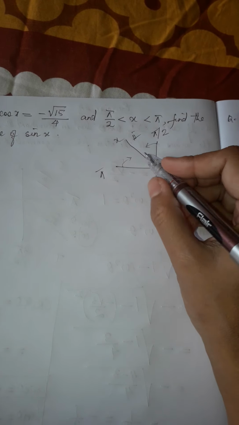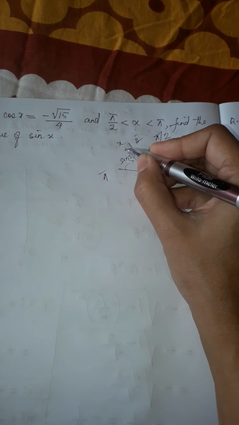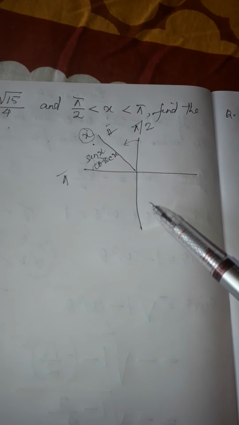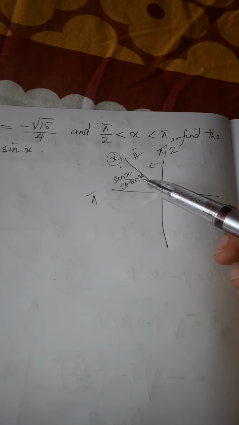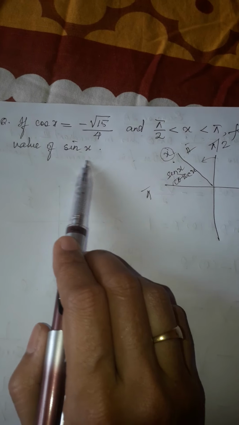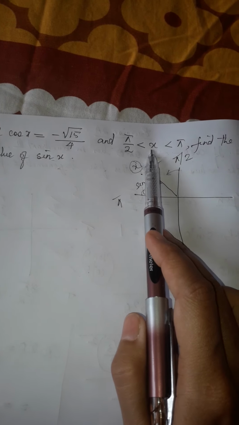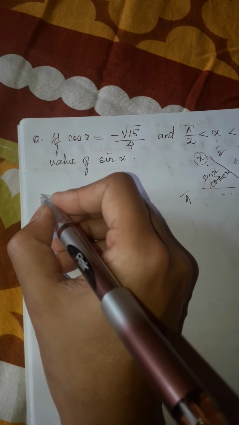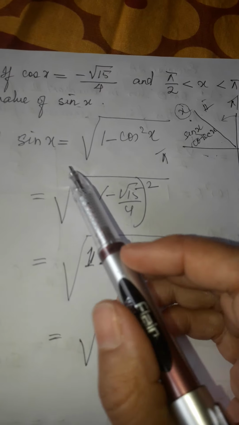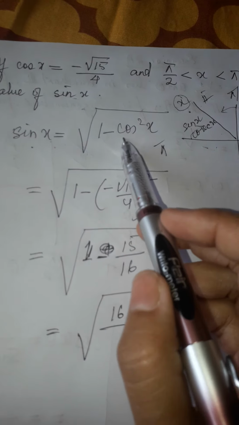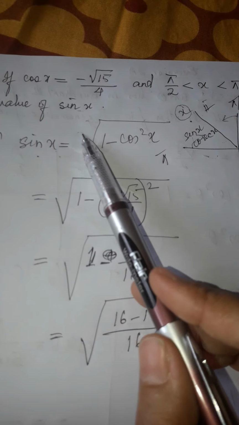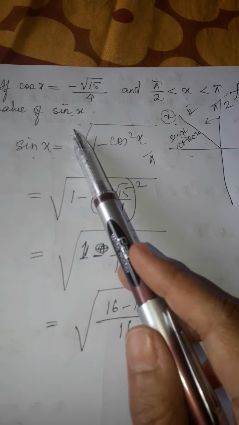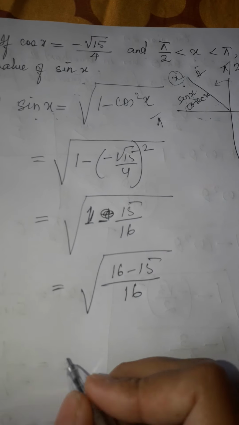So in the second quadrant we know sin x will be positive. Here the angle is not theta, it is x, and cosec x will be positive, the rest will be negative. So we have to find the value of sin x. We know it will be positive because x lies in the second quadrant. So let us solve the problem. From the identity we know sin x is equal to the square root of 1 minus cos square x, and we don't have to put a minus sign now, because x lies in the second quadrant and sin x will be positive there.